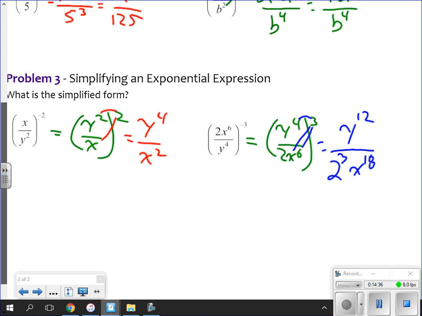And I should do one more step. Get rid of the 2 to the 3rd power. What is 2 to the 3rd power? Nope. 8. 2 to the 4th is 16. So I get y to the 12th over 8x to the 18th. Question? Okay.